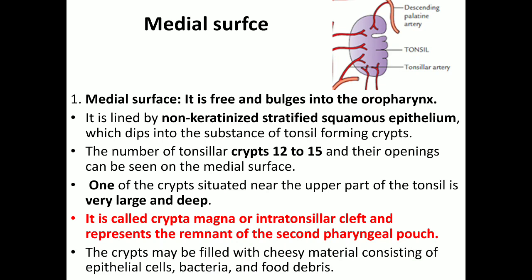It is having a large number of crypts, that is around 12 to 15, and the uppermost crypt is the largest one or the deepest, that is called crypta magna or the intratonsillar cleft, and this represents the remnant of the second pharyngeal pouch, and this crypt may be filled with cheesy material or epithelial cells or bacteria or food debris.